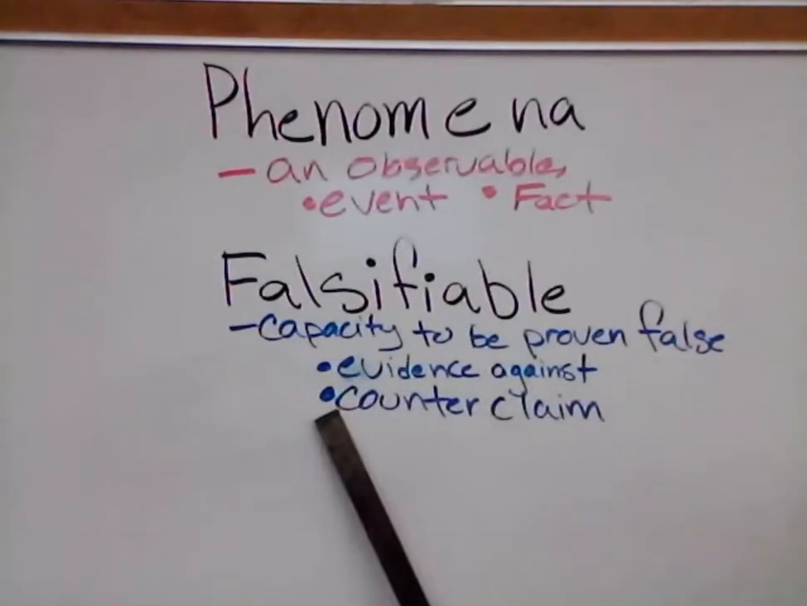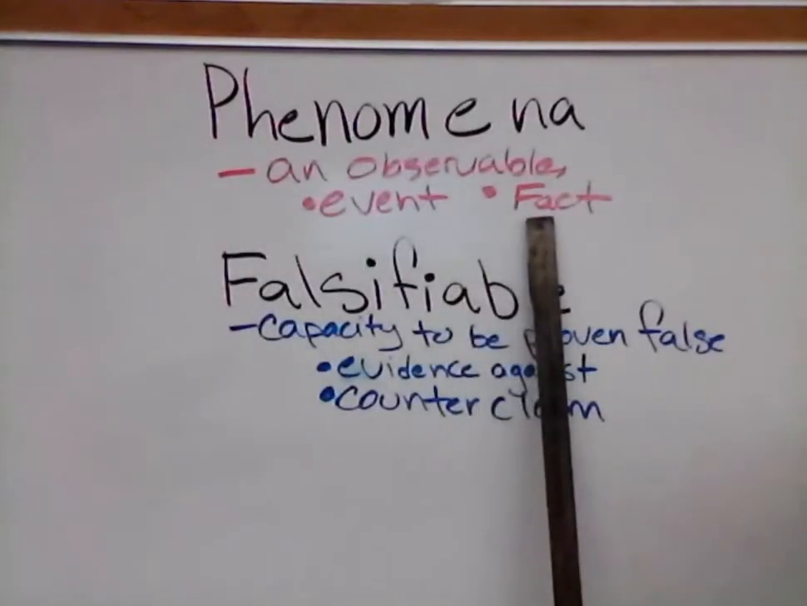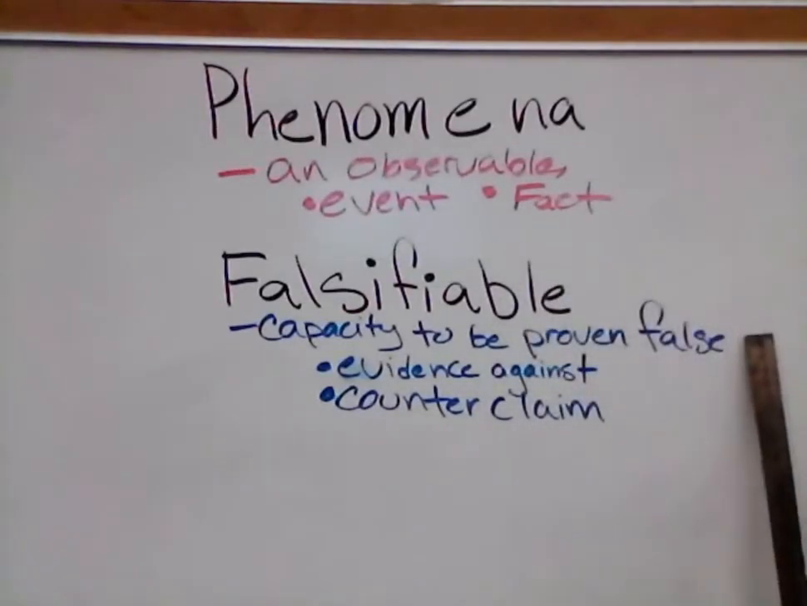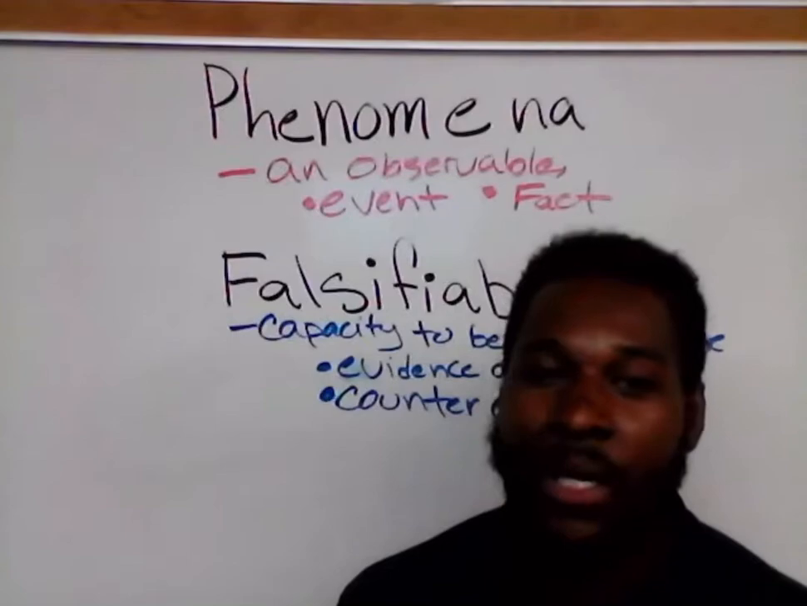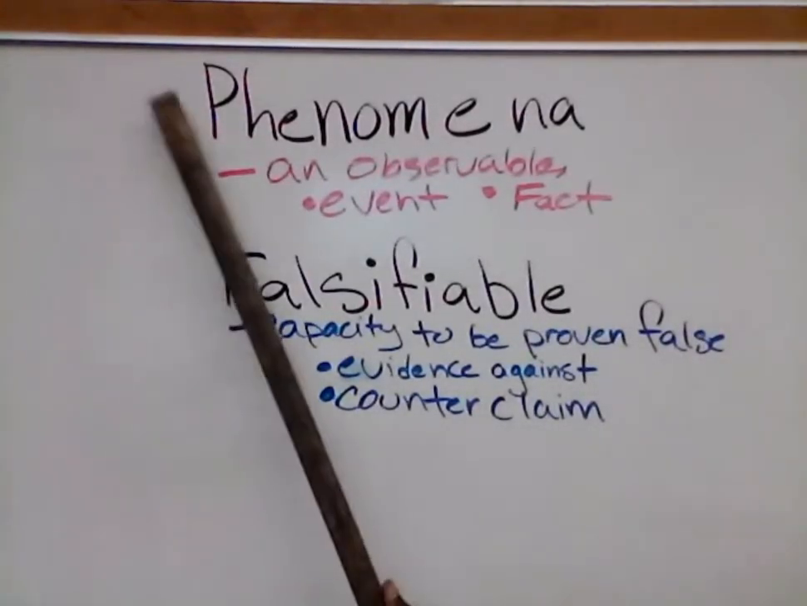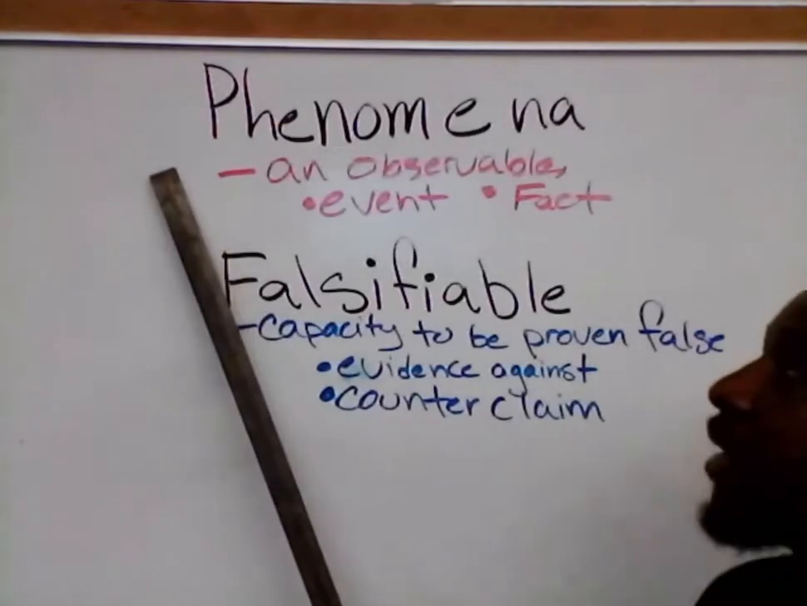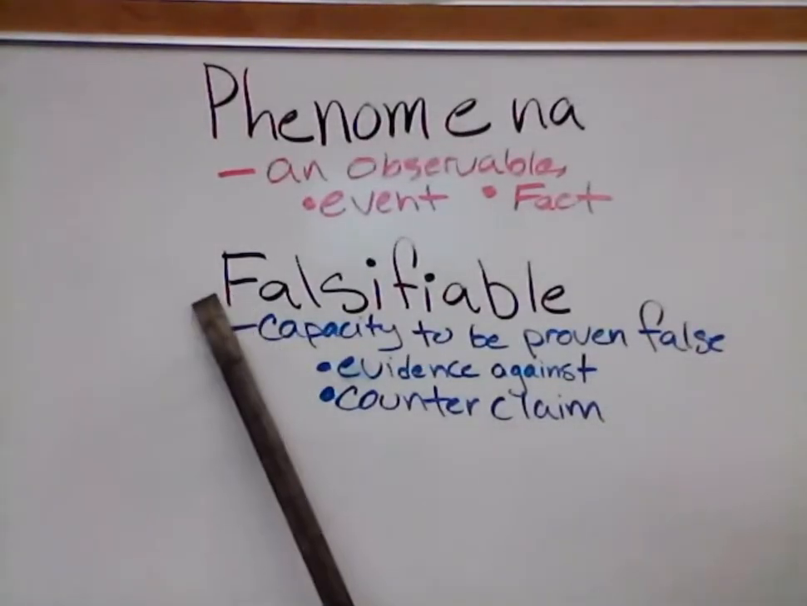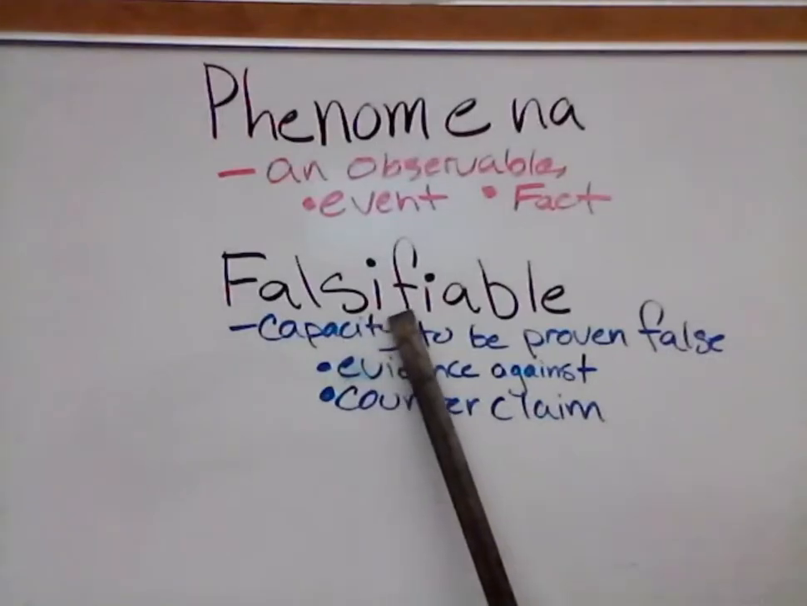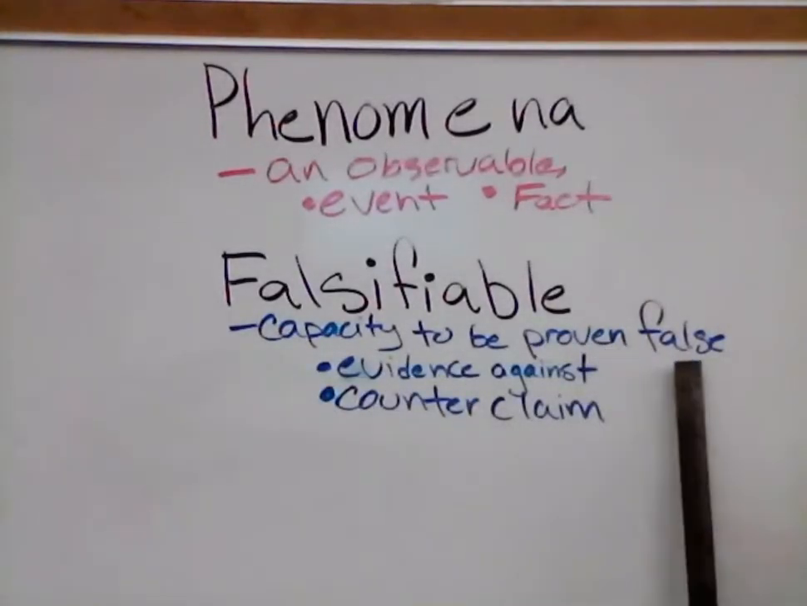Evidence against counterclaim. So you can have an observable fact in your mind, and this memory could be proven wrong. In other words, we can have different memories of the same event. And that is why you must understand the differences between a phenomena as an observable event and the phenomena as an observable fact. Okay? Remember, everything is falsifiable. Everything has the capacity to be proven wrong.